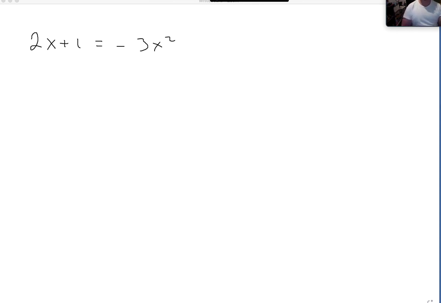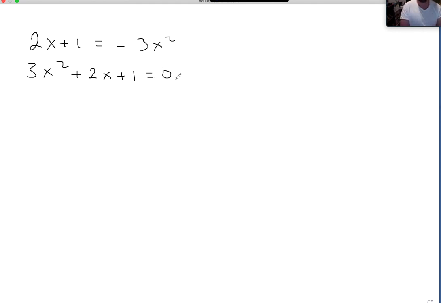Okay, so for this one, first thing I'm going to do is get it set to 0. I hate it when the a's are negative, so I'm going to bring it this direction, just because I think that will make the signs way easier than bringing it this way and everything would be negative. That would suck. Okay, so we'll do that.